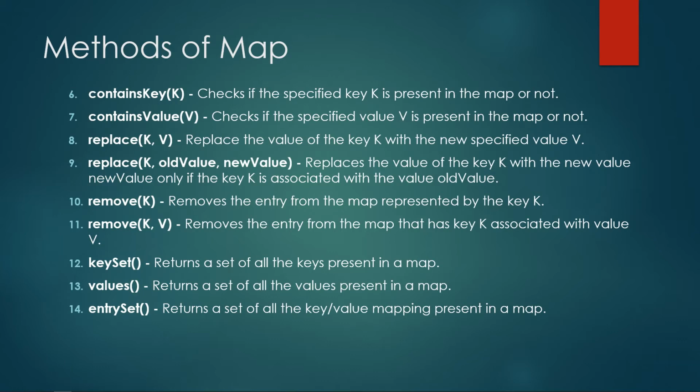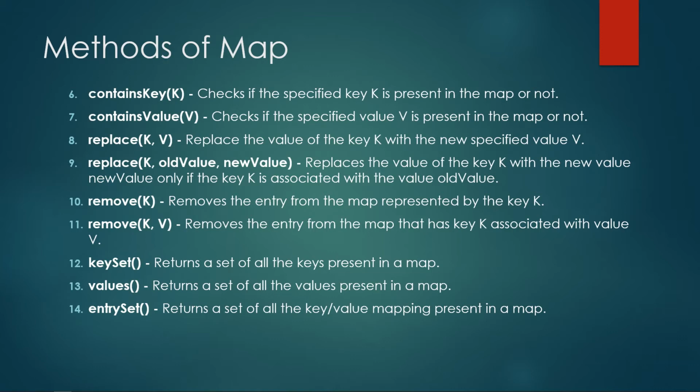Next we have the replace method. This replaces the value of the key k with the new value and the new value only if the key k is associated with the value old value. Next we have the remove method. So this removes the entry from the map represented by the key k. Next we have another remove method. This is an overloaded method because it has different parameters. This removes the entry from the map that has key k associated with the value v.